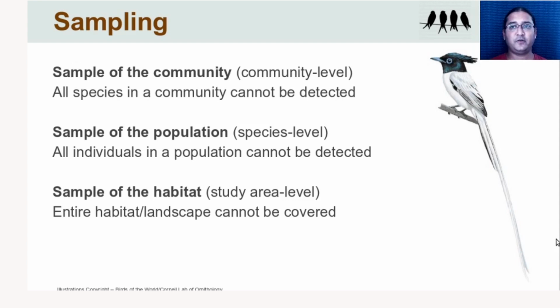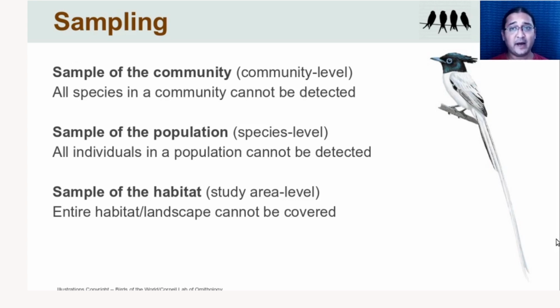So, for instance, if you're interested in counting the number of paradise flycatchers in a protected area, let's say you want to count the number of paradise flycatchers in Bandipur National Park, then you obviously cannot cover all the area of Bandipur National Park, but you will be limited to covering a small area. And therefore, if you want to try and estimate the total number of paradise flycatchers in Bandipur National Park, you will have to extrapolate.